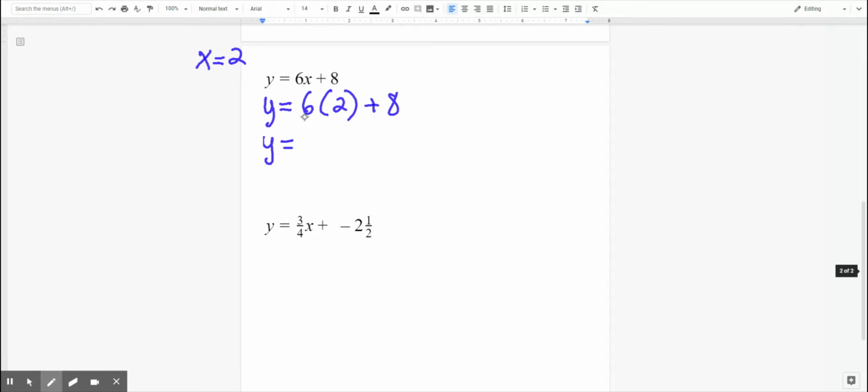So Y is equal to 6 times 2. 6 times 2 is 12 plus 8. And 12 plus 8 is 20. So Y is equal to 20.